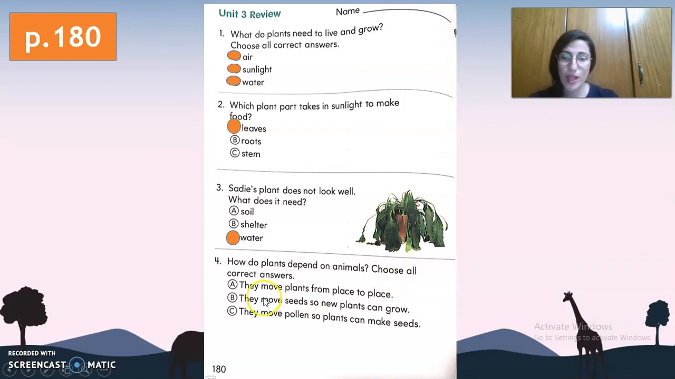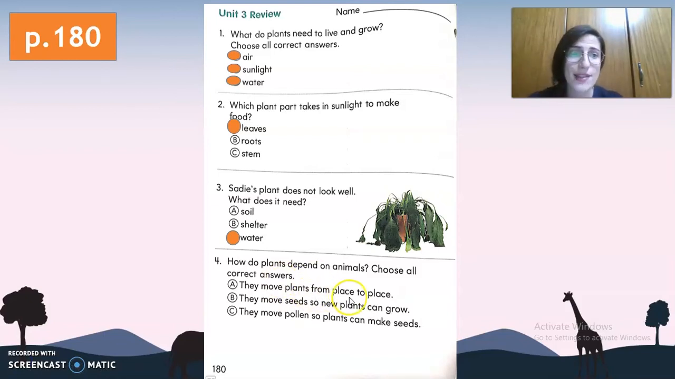Clear? Now, number 4. How do plants depend on animals? Choose all correct answers. When we say choose all correct answers, this means you have more than one answer. Now, you guys might think, what do they mean by this question? How do plants depend on animals? Well, this question means, how do the animals help the plants? And keep in mind, you have to choose all the correct answers.